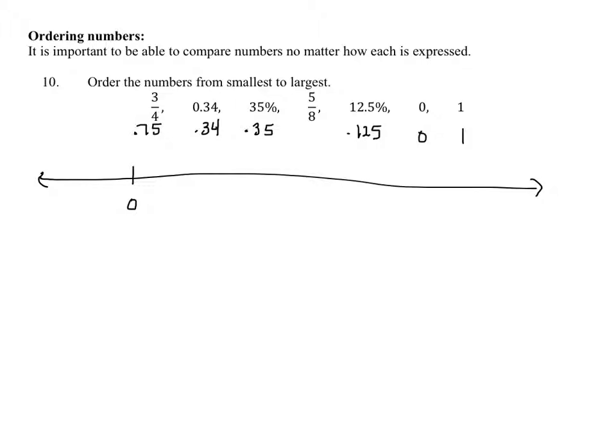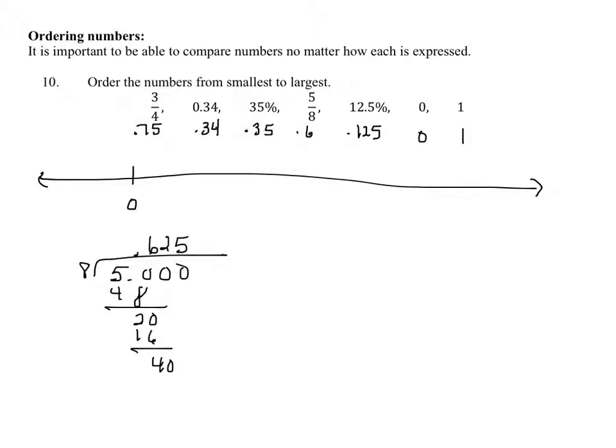But what about 5/8? Well, down here we can do it. 8 goes into 5.000, I think I'll need 3 zeros. 8 goes into 50 6 times, 48, 20. 8 goes into 20 twice, 16. Yay! 8 into 40 goes 5 times, 0.625. And now I can put them on the continuum here.